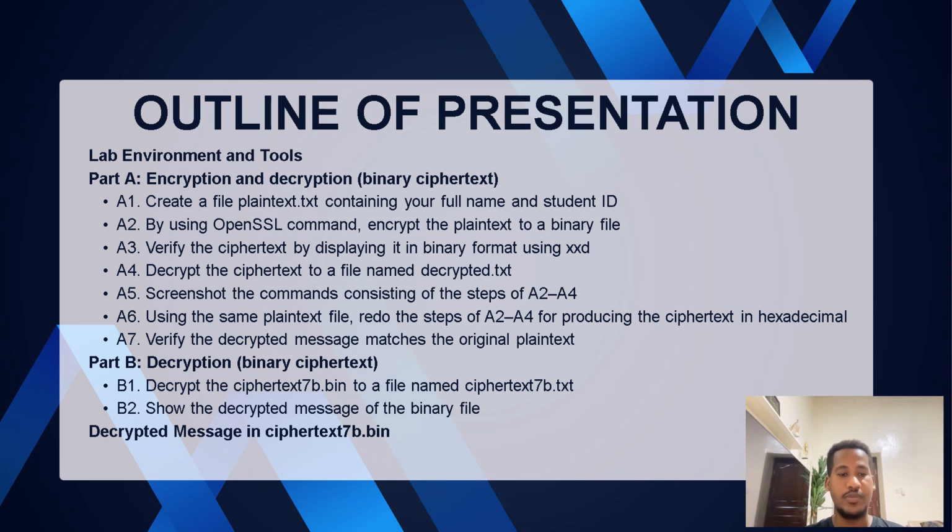Let us come to Part B, where decryption happens on the binary ciphertext. We decrypt the ciphertext 7b.bin into the file named ciphertext7b.txt, which shows the decrypted message of the binary file, the decrypted message in cipher 7b.bin.